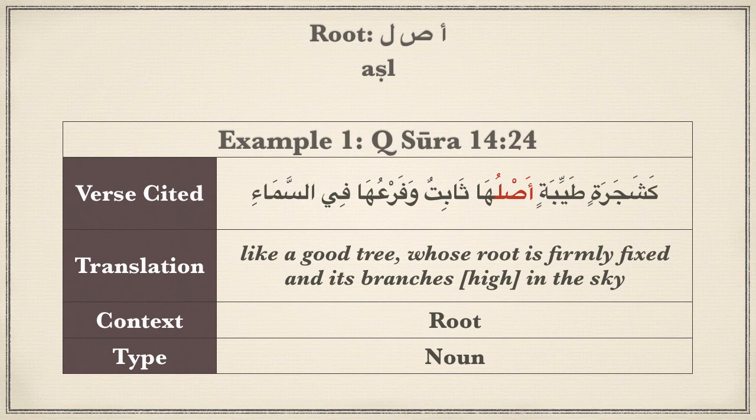Our next word is asl, with root letters of hamza, swad, and lam, and this root shows up 10 times in the Quran. This is a very important word, but this form shows up only 3 times in the Quran. Many Urdu speakers are familiar with this word to mean source, origin, or root, but it has other meanings also, but we will only cover those meanings as used in Quranic context. Here Allah is presenting an example or similitude, a good tree whose asl or root is firmly fixed.